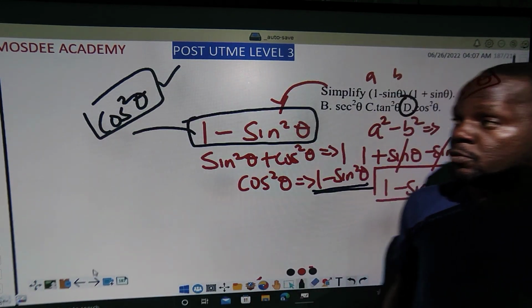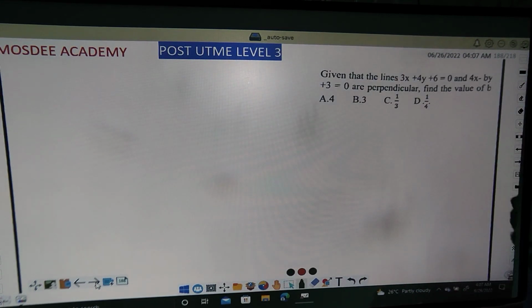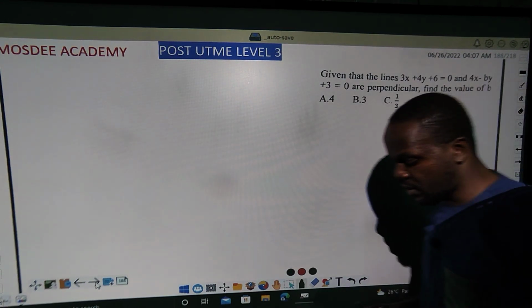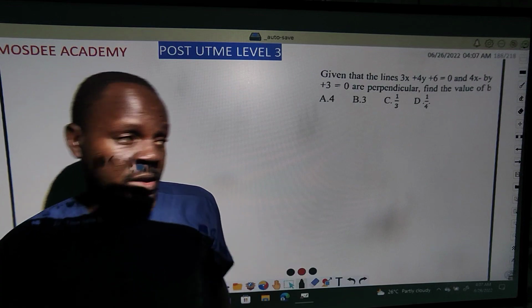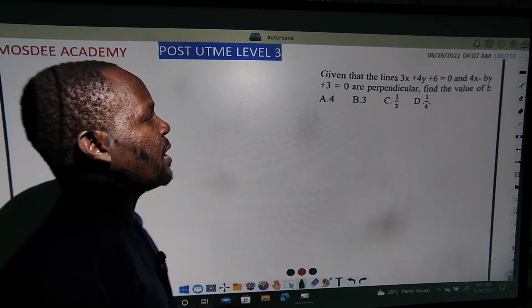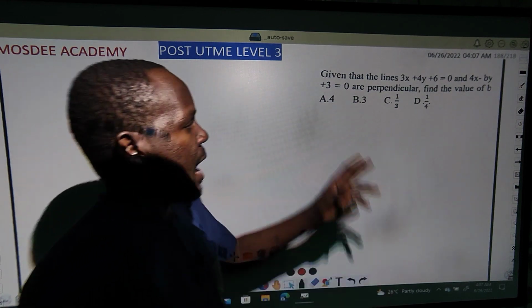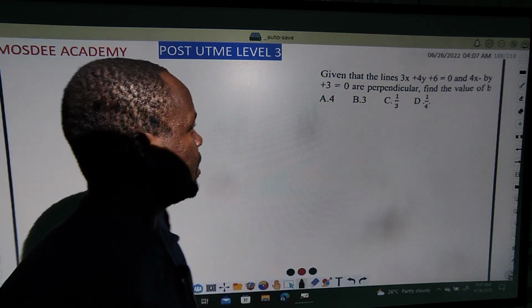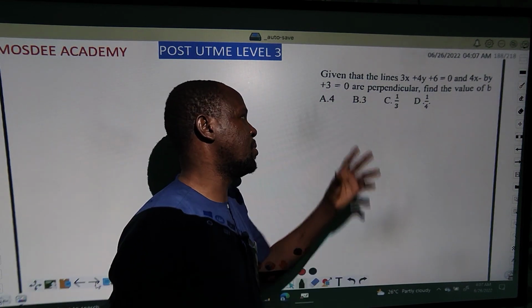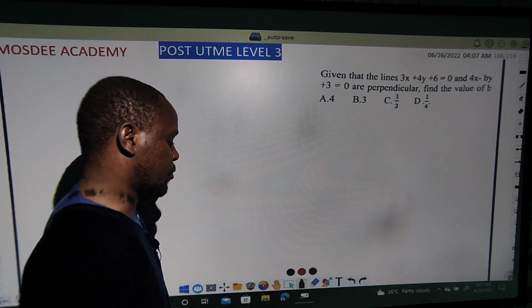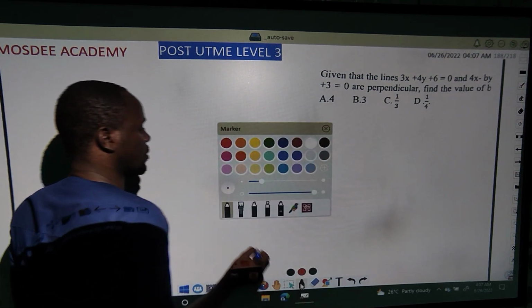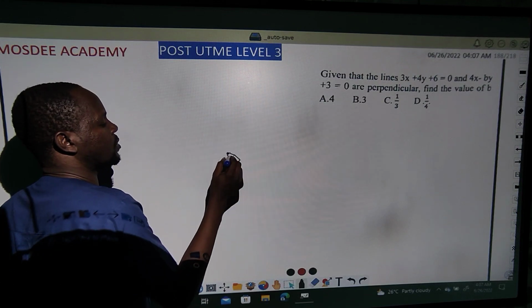Now, admin, we can move on to the next question. Given that the lines 3x plus 4y plus 6 is equal to 0, and 4x minus 3y plus 3 is also equal to 0, the lines are perpendicular. We've talked about this many times. So direct solution, you can say solution.